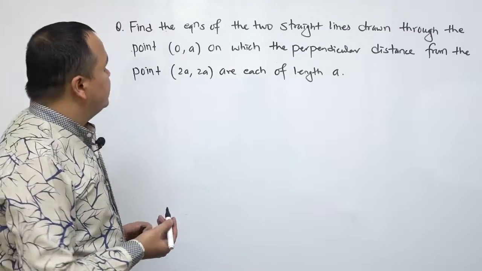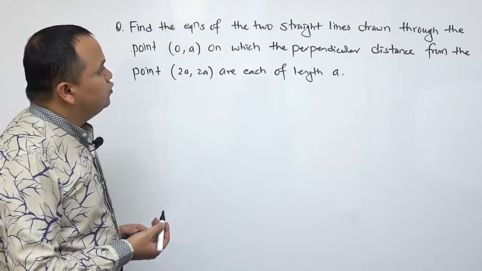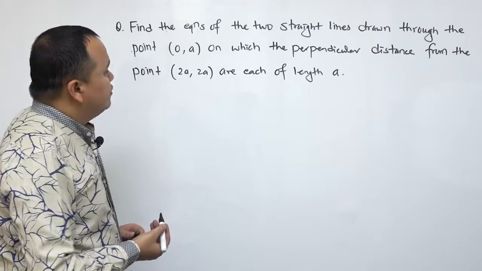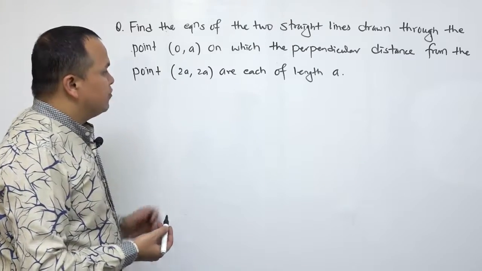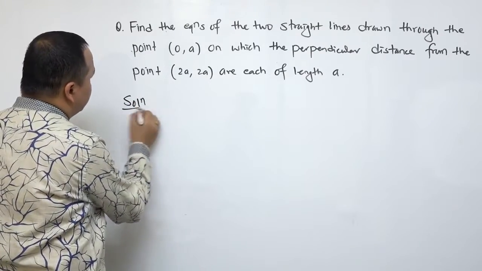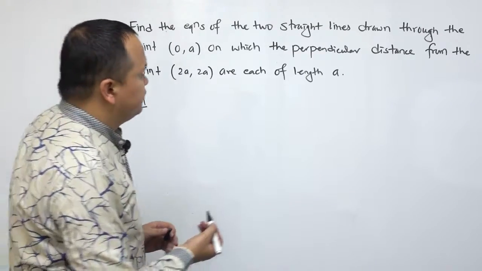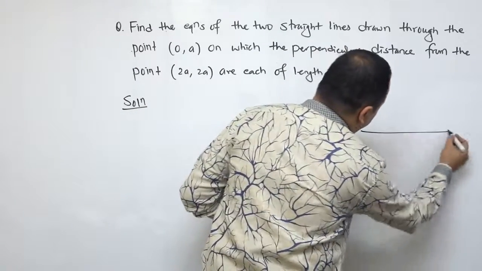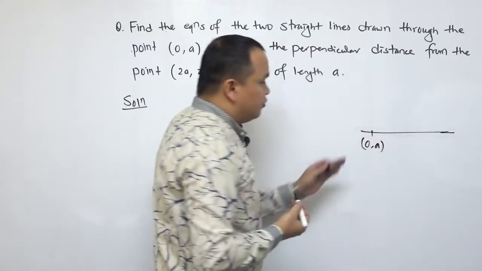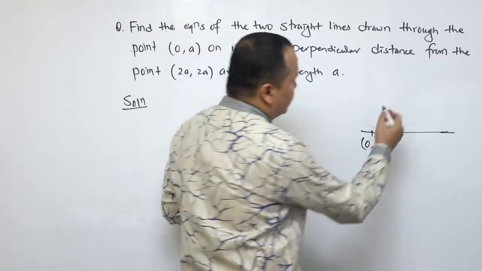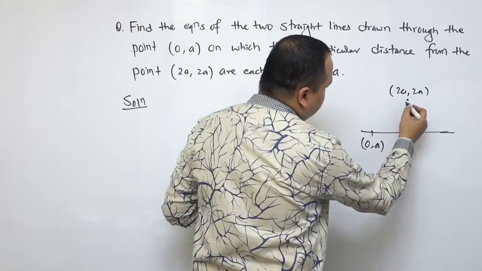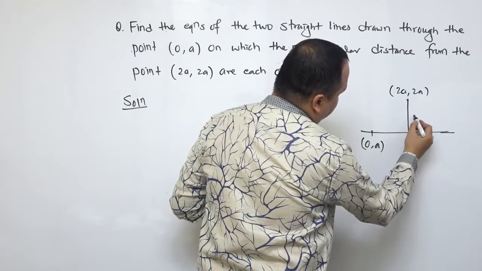Okay, we take another example. Find the equations of two straight lines drawn through the point (0, a) on which the perpendicular distance from the point (2a, 2a) are each of length a. So the solution is, here we have to find the straight line which passes through (0, a). Now the perpendicular distance from (2a, 2a), this is the point. The length of perpendicular from this point on the line is a.